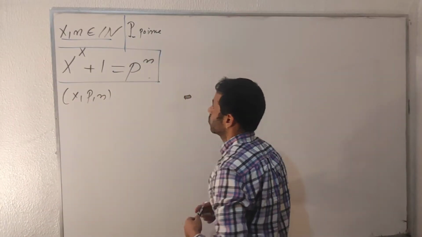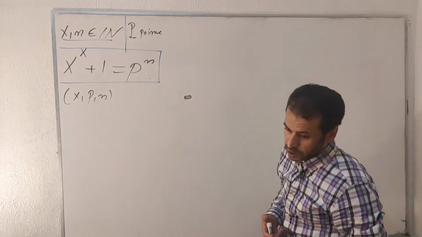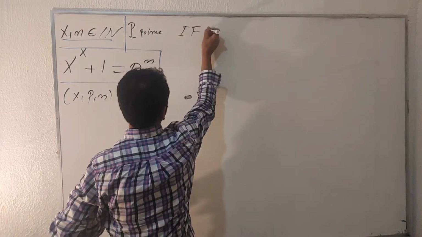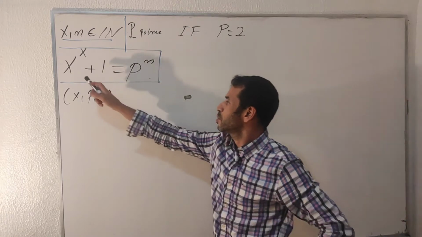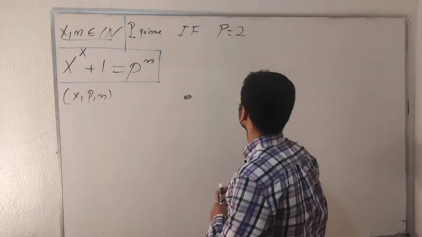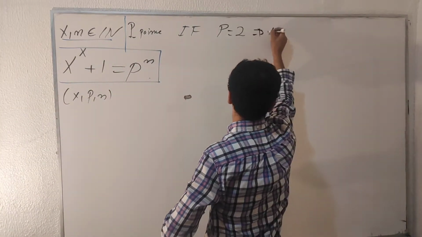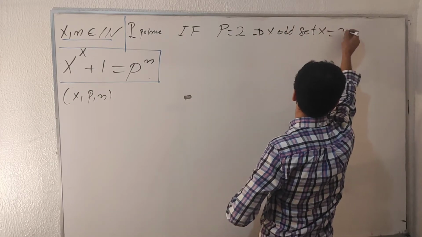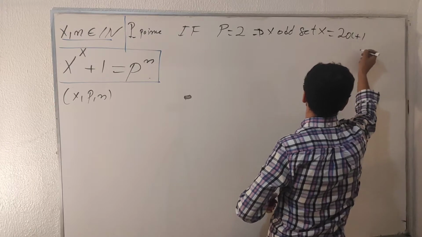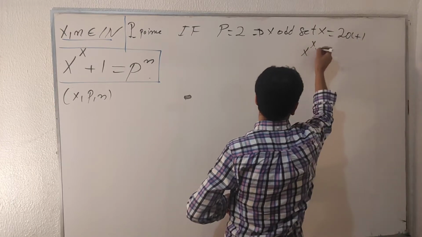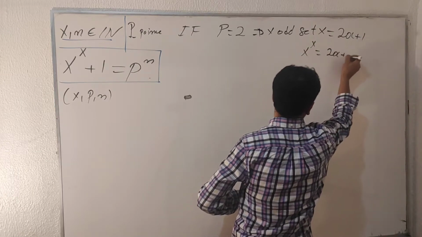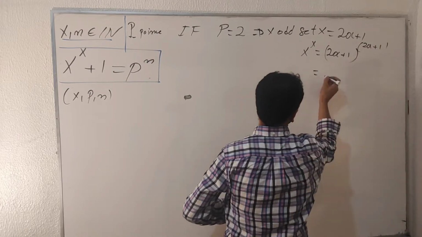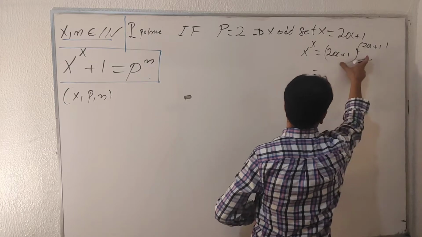Let's go through this one to see what's given to us. Let's take the first case, if p is even, which means x is odd. Let's set x equals 2a plus 1. So x to the x equals (2a plus 1) to the 2a plus 1. I'm going to simplify this one a little bit.